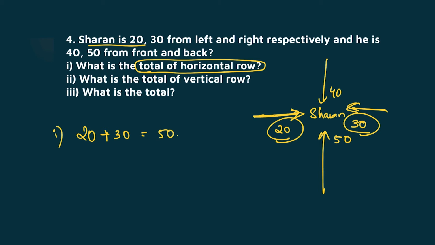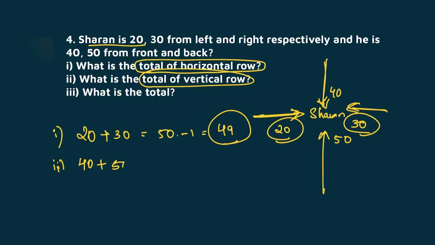And Sharan is being counted twice. So subtract 1, and the total of the horizontal row is 49 members. And the second sub-question: what is the total of the vertical row? For the vertical row, Sharan is at 40th position when counted from front and at 50th position when counted from back.